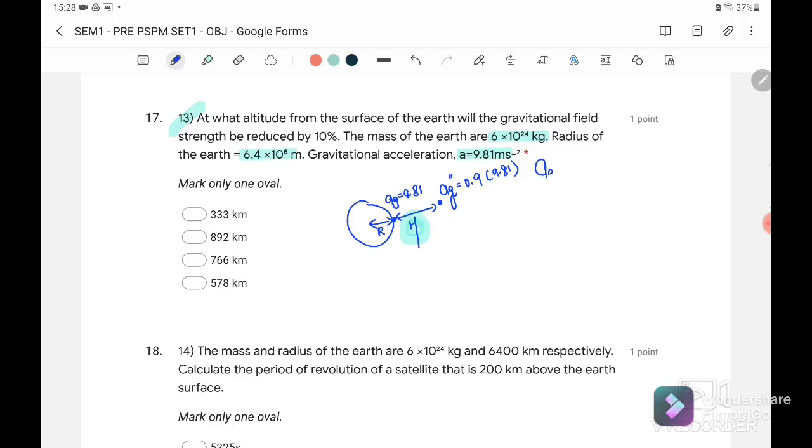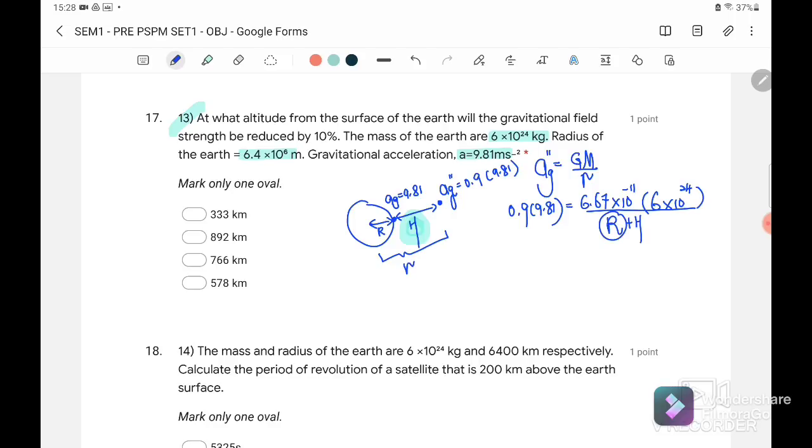Okay, so the acceleration equation is equal to GM over r squared, where the new acceleration is 0.9 times 9.81 equals 6.67 exponent negative 11, and the mass of the Earth is equal to 6 exponent 24 kg, over the radius. Okay, so the radius, of course, we must take r plus h, where r here is the radius of the Earth.